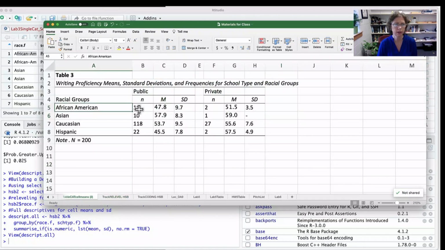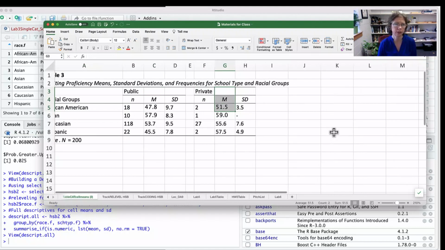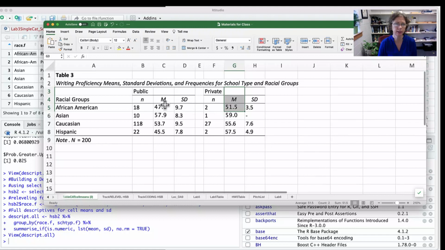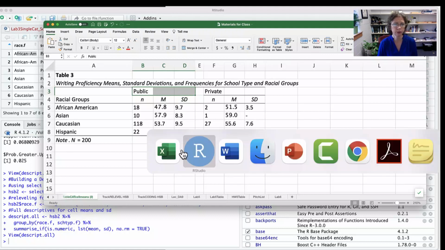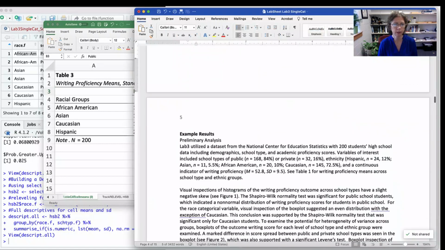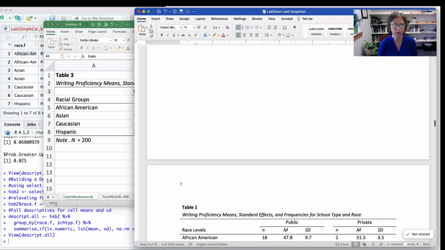So African American in public school, right there, and African American in private school. So you would set up your table with all your information, and then you would still do some editing to bring it into Word, like merging and centering and lining up the decimals, things like that that we've looked at before. And once you get it all prettied up, it would look something like that.